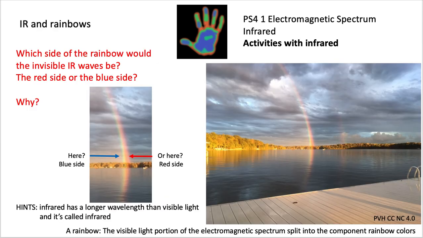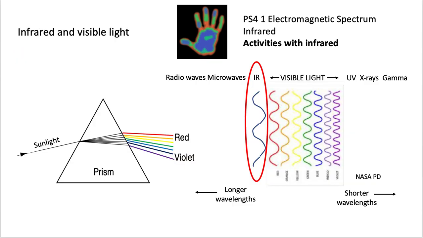And then looking at a rainbow, the rainbow is using a raindrop and sunlight to split the sunlight into the colours of the rainbow. And indeed, infrared is also there, but we cannot see it with our eyes. And some hints there to help you answer that question.